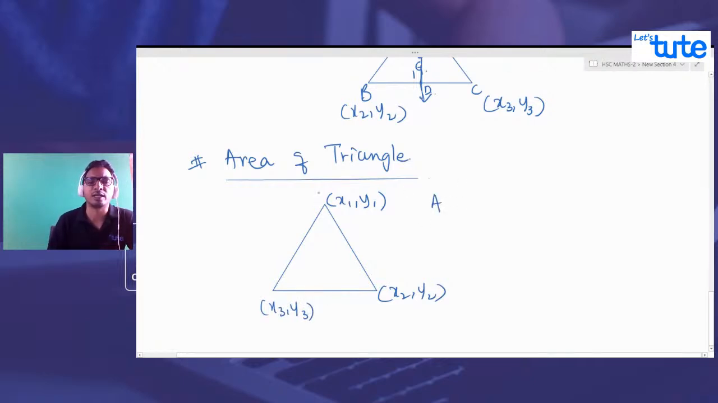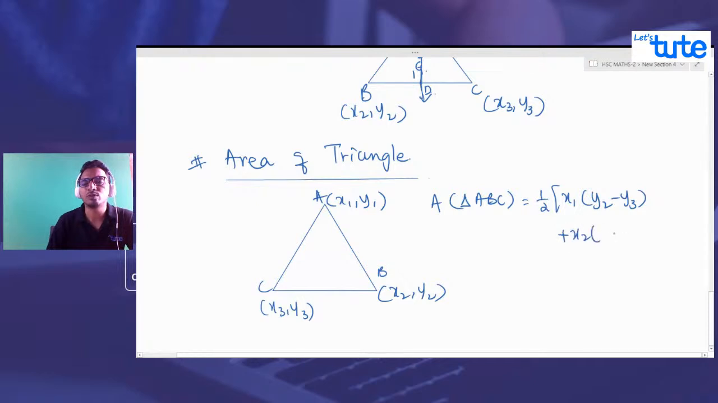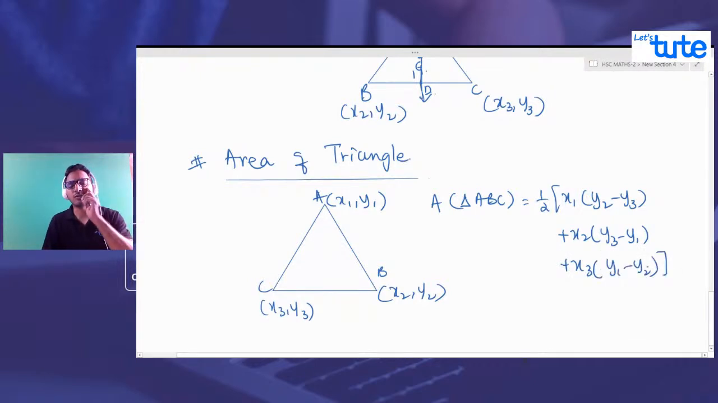So let us give the names A, B and C to the vertices. So triangle ABC, the area of triangle ABC would be 1/2 x1 multiplied by (y2 minus y3) plus x2 (y3 minus y1) plus x3 (y1 minus y2). So this is the formula for the area of a triangle when the vertices are given.